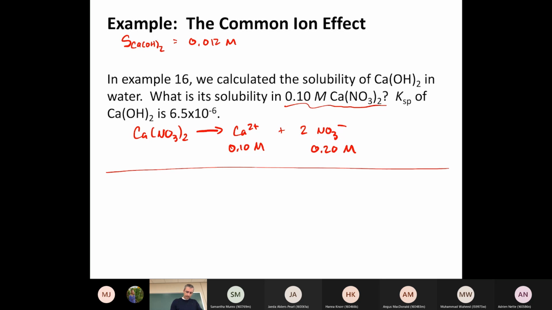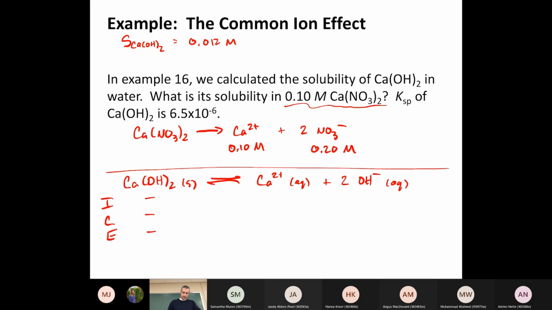Okay, so we're going to take our calcium hydroxide again. We're going to do the exact same thing we did last time. It's sparingly soluble. It's going to form an equilibrium where we have Ca2+ (aq) plus 2 OH- (aq). We're going to do our ICE table. Once again, we don't care about the solid. We're going to assume there's enough to keep this saturated. And the only difference from before is our initial concentration of calcium 2+ is 0.10 molar because we have the calcium nitrate to begin with.